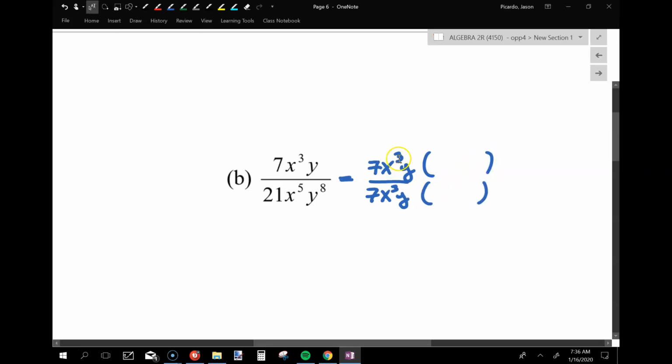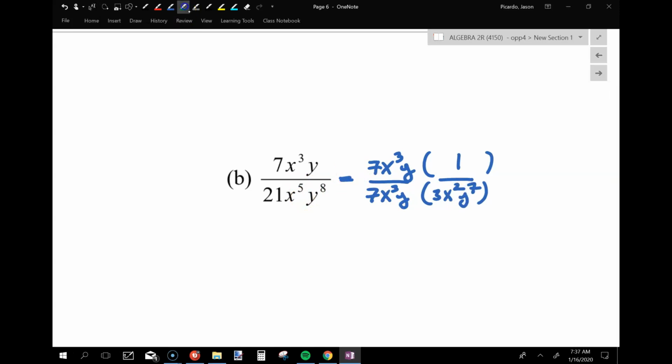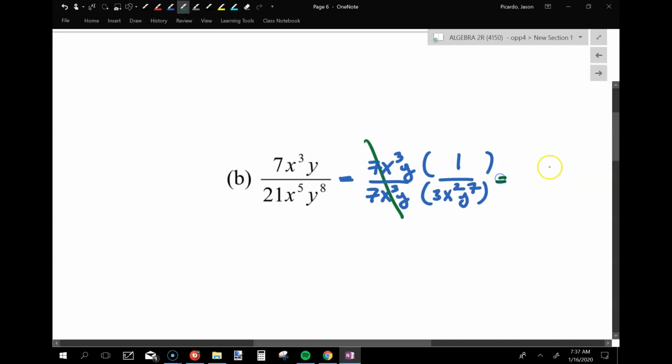Okay, what do I have to multiply 6x cubed y by to get 6x cubed y? 1. And 7 times what is 21? 3. And if I have an x to the 3rd, what do I need to get an x to the 5th? X squared. And if I have a y, what do I need to get a y to the 8th? A y to the 7th. And so my last step is to reduce the common factor. And this is the reduced form. Okay, is that all right, guys?